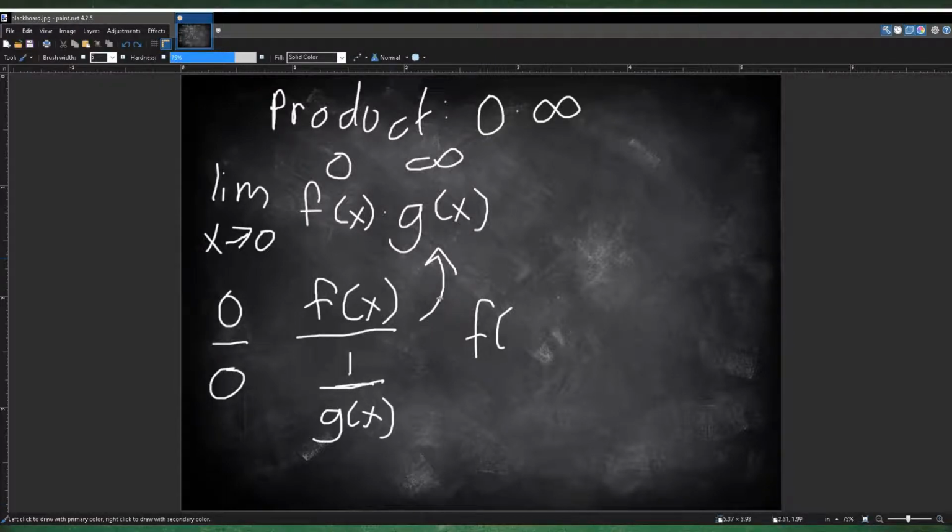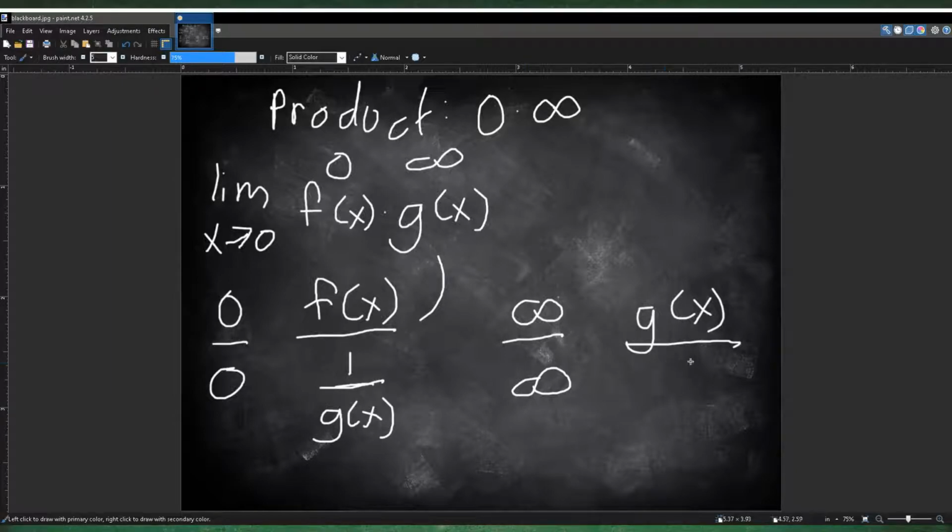So in this form, it's 0 over 0 because f of x is our 0. And for 1 over g of x, our g of x is infinity, right? So 1 divided by a really big number becomes a really small number, which is basically going to 0. So it's just 0 over 0, right? And we're going to put it in the case of 0 over 0. Or if you want to put it in the case infinity over infinity, well, you just want g of x on the top now, right? So it's just g of x over 1 over f of x, right?